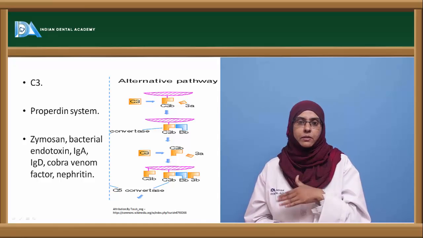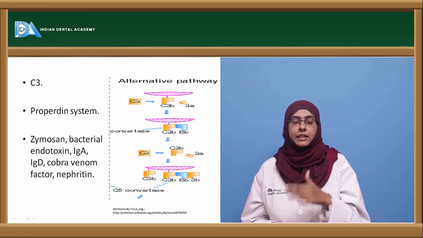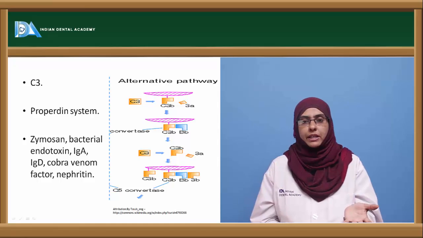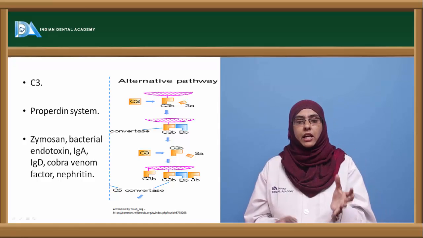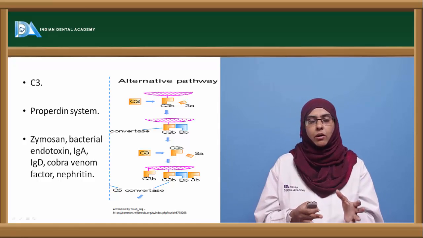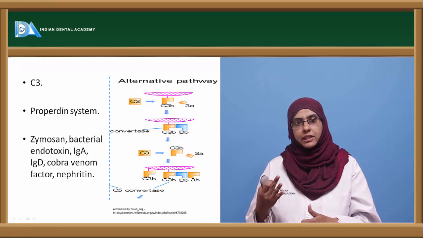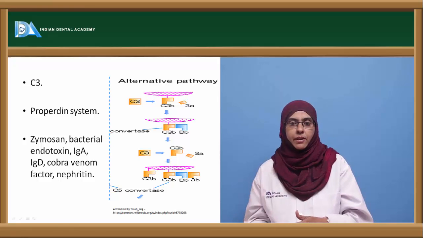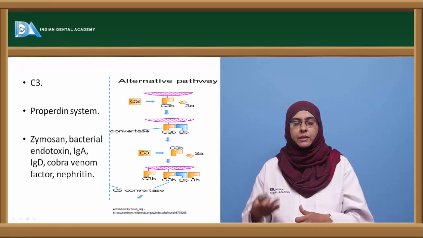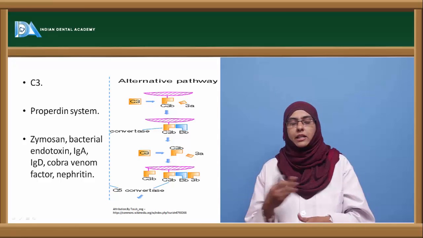That is, it will not proceed further until and unless it is stabilized by a properdin system or properdin protein. Now the properdin protein stabilizes the complex, which is called the C5 convertase. Now the C5 convertase cleaves the C5 into C5a and C5b. Again, the next steps are the same as in the classical pathway.